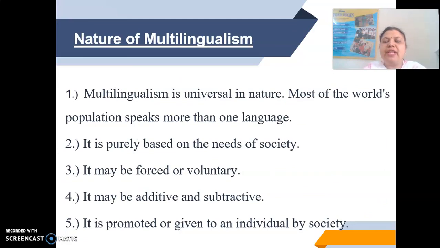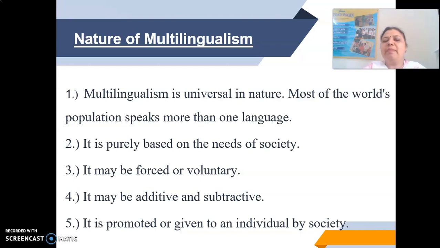Now we move on to the nature of multilingualism. Multilingualism is universal in nature. Most of the world's population speaks more than one language, and it is very common in all the nations of this world where people usually speak two languages or more. Even in India, our curriculum comprises the three language formula. One is the mother tongue, another is the regional language, and one is English or a foreign language.